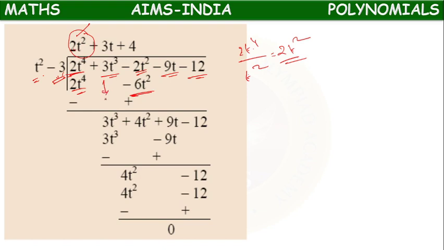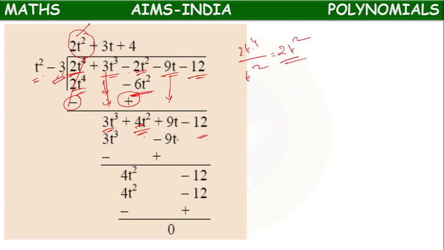This will be blank. Symbols change, minus plus. This cancels. So minus 2t square plus 6t square, 6 minus 2, 4t square. 3t cube, this is 4t square. The minus 9t is also carried down like that only. Next term, minus 12.